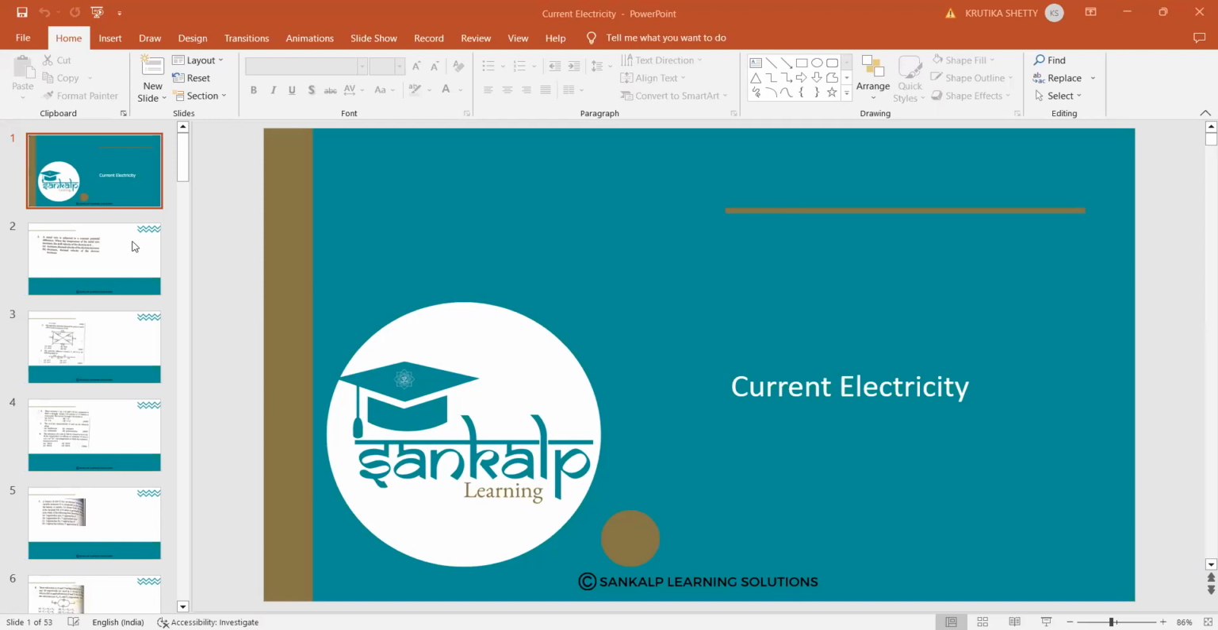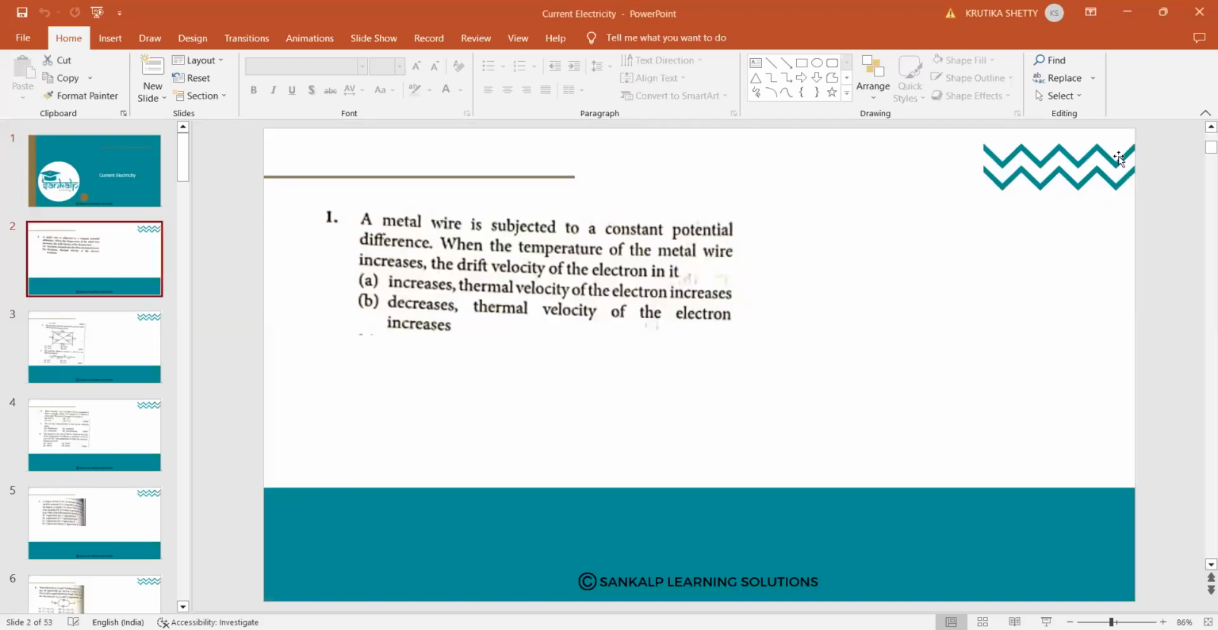Last class we did the work problems; we will see. The first question, I hope it is audible clearly: a metal wire is subjected to a constant potential difference. When the temperature of the metal wire increases, the drift velocity of the electron in it is.